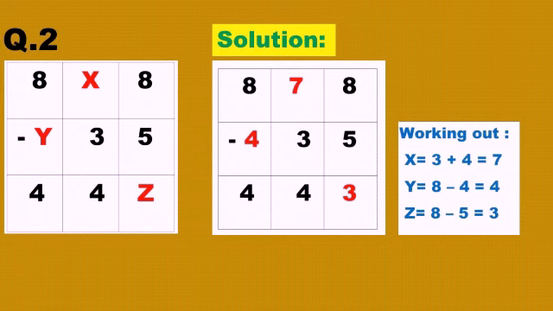Now, look at the number y. We have to find y here. This y is in the middle position. That means it is the subtrahend. So you have to subtract the difference from the minuend. That means 8 minus 4 equals 4.